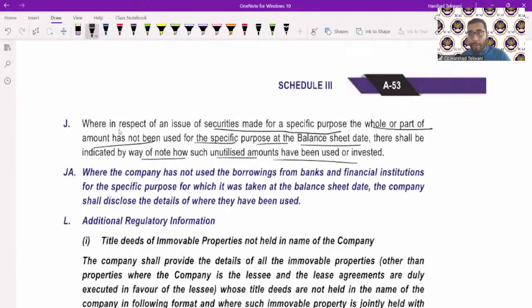When I say I need to provide, it means the company needs to provide. Remember, I am the company for this particular thing. When I say CARO, I am the auditor. Okay, Schedule 3, I am the company. In CARO, I am the auditor.